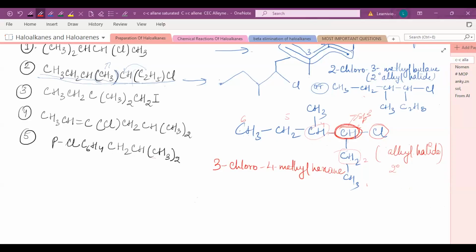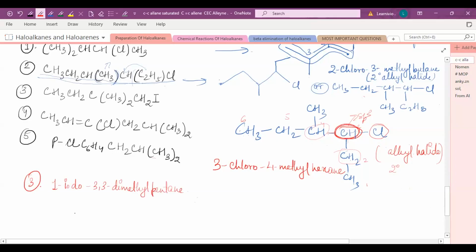Done, Anisa? Third one. Okay, tell me the answer. What will be the name of this? 1-iodo-3,3-dimethyl pentane. Okay, let's see whether you have told it correctly or not.